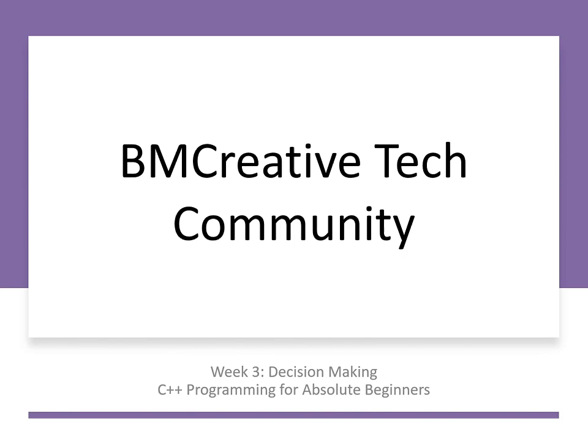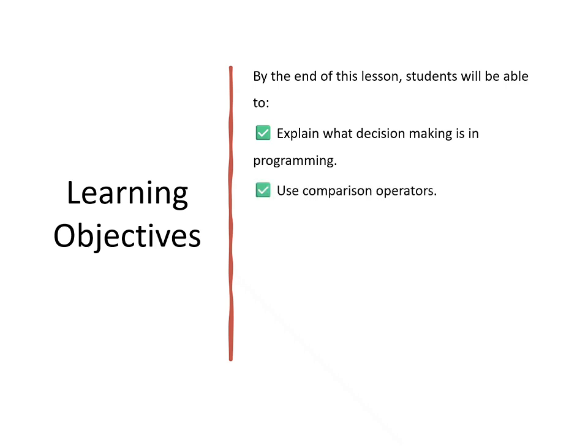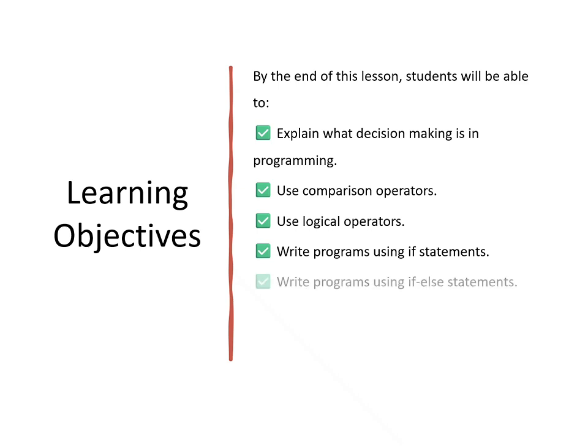Today we are going to look at decision making in Python programming. Our learning objectives. By the end of this lesson, we expect the student to be able to explain what decision making is in programming. Also, we want the student to be able to use comparison operators. Also, a student should be able to use logical operators, write programs using if statements.